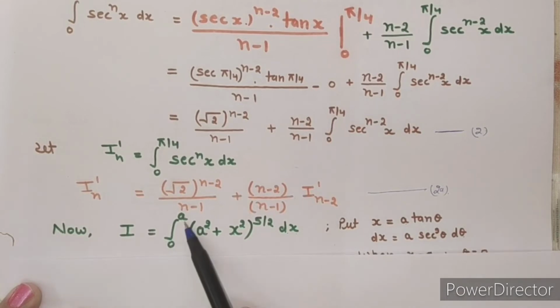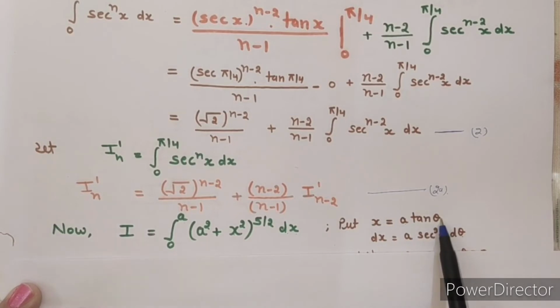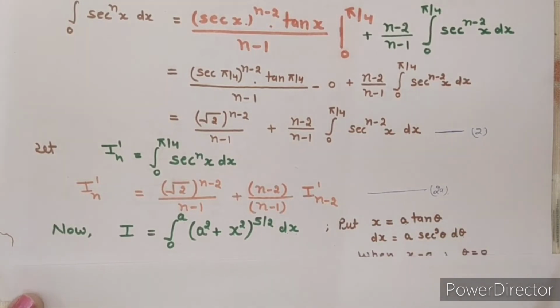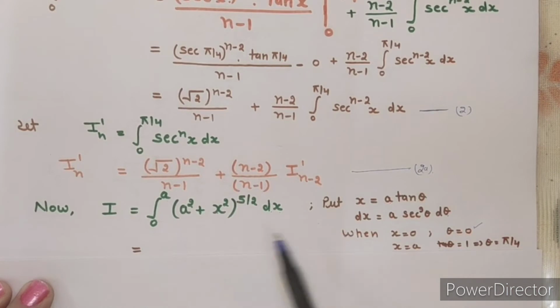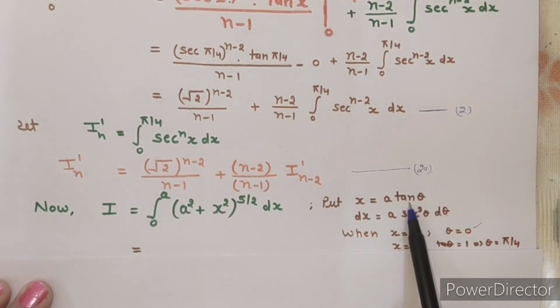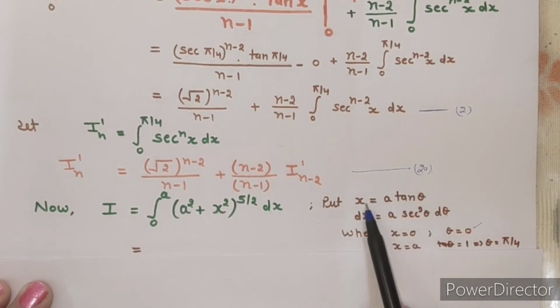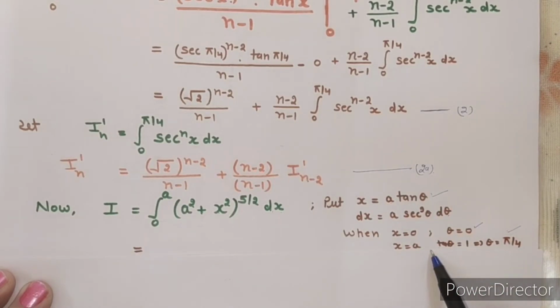Now I want to change the limit also. When x is equal to 0, a is not 0, so tangent theta is 0. When tangent theta is 0, the limit for theta is equal to 0. Is it clear? Okay? Then x is equal to a, so here put a by a, 1, tangent theta. So for what value of theta is tangent theta equal to 1? Theta is equal to pi by 4. So my limit on making this substitution becomes 0 to pi by 4.